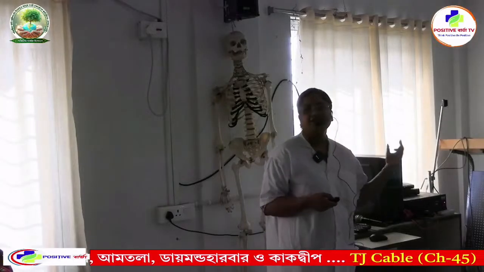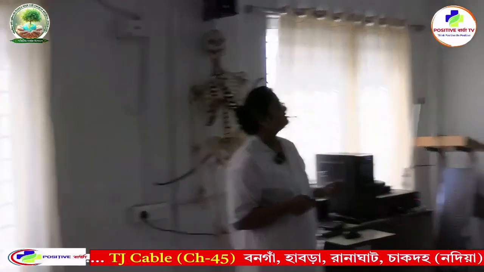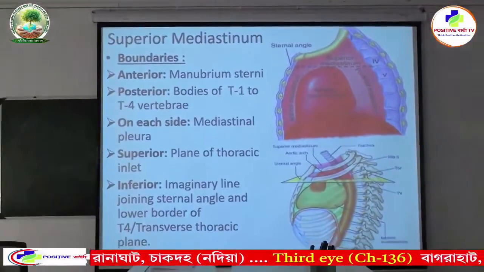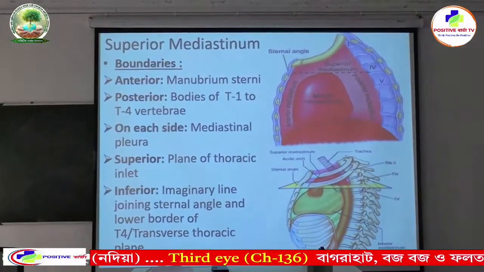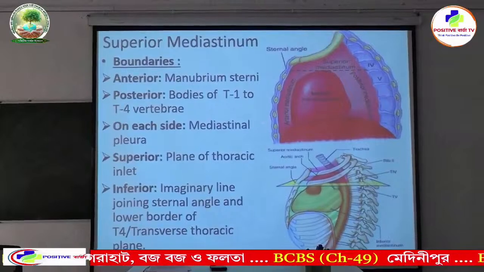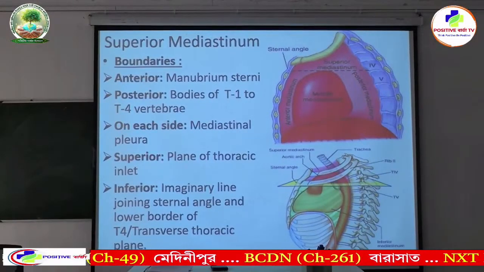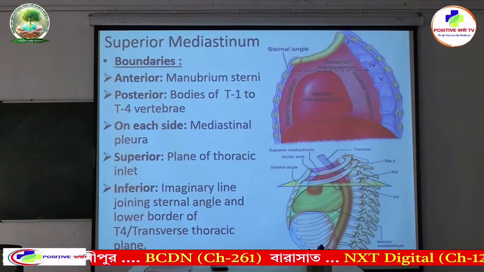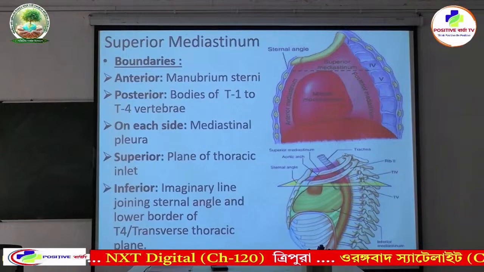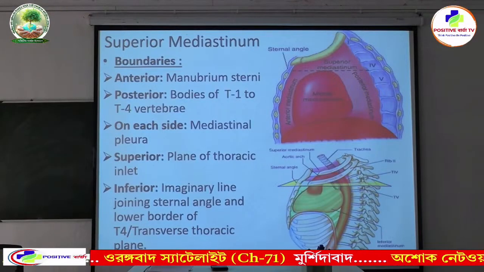Next we will discuss individual mediastinum and their contents. First, the superior mediastinum. Its boundaries are, see, this part is superior mediastinum, bounded anteriorly by the manubrium sterni, posteriorly by bodies of T1 to T4 vertebra, on each side by the mediastinal pleura. Superiorly lies the plane of thoracic inlet, inferiorly imaginary line joining the sternal angle and lower border of T4 or transverse thoracic plane here.